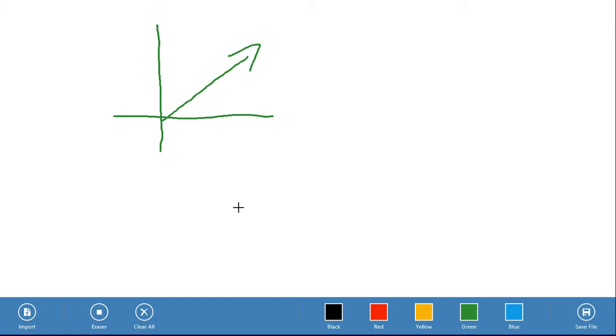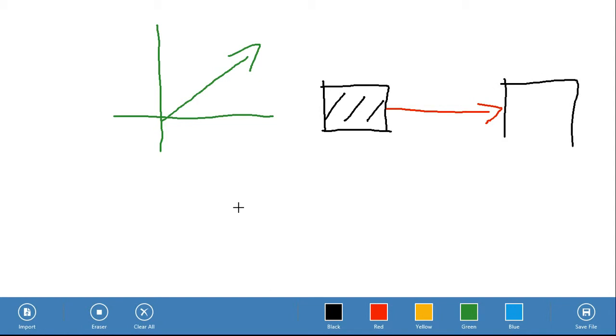And the way you can think about this, or you can visualize this, is by picturing something, say like a box or a car or anything that you want, and we're going to take it and we're going to move it in a particular direction. So we're not just going to move it 5 units, we're going to move it 5 units to the right.